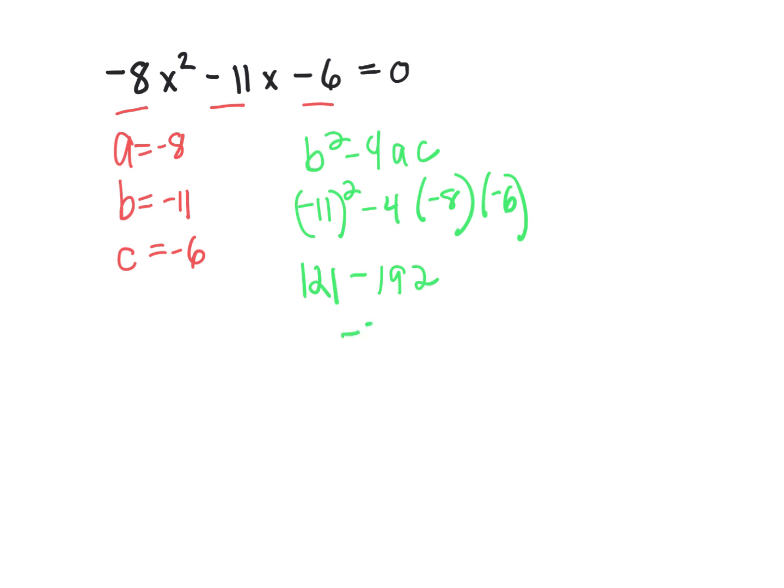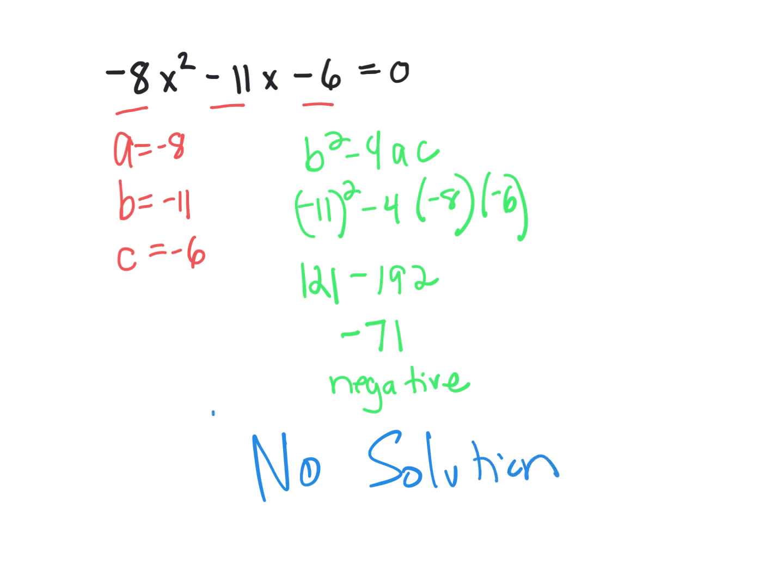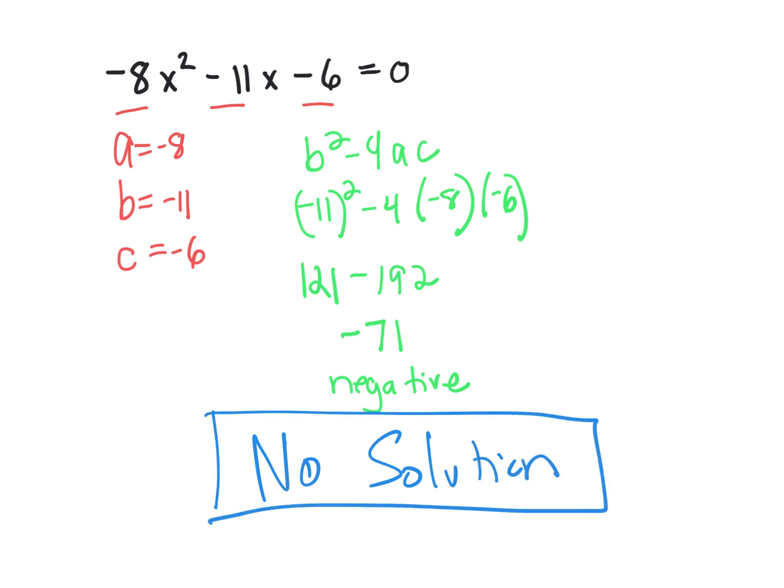And what we're going to see is that our discriminant ends up to be negative. If our discriminant ends up negative, we have just found that there is no solution. If there's no place that it crosses over the x-axis, I stop at this point and just say no solution. I don't need to continue on with the quadratic formula.